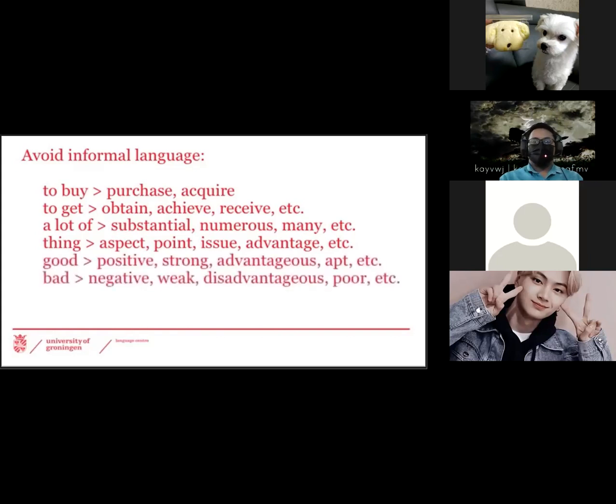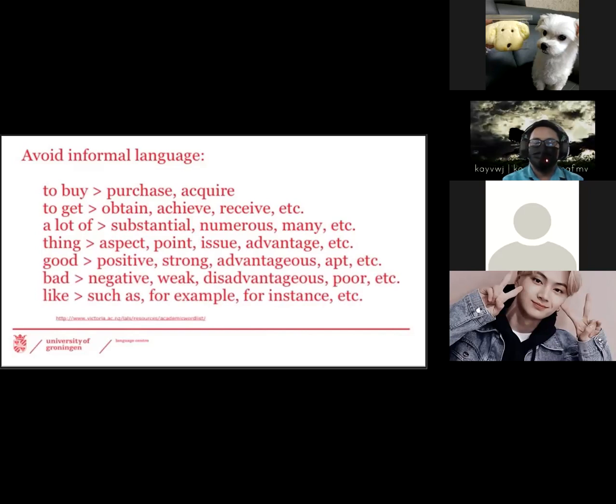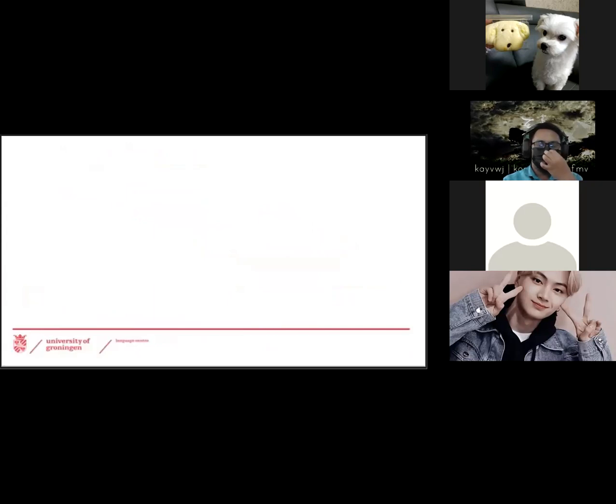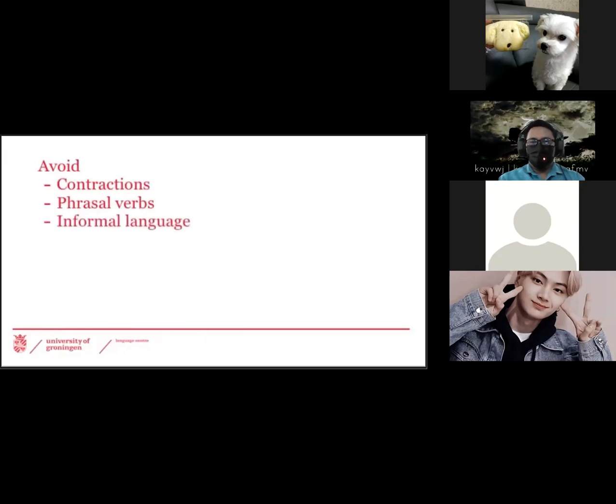The same holds true for good and bad, which could refer to something positive or negative, strong or weak, or advantageous or disadvantageous, etc. And finally, such as, for example, and for instance, are better alternatives to use than like. In summary, the top 3 aspects in which you can ensure your writing is more formal is to avoid using contractions, avoid using phrasal verbs, and avoid using informal language. While writing, you should have an online thesaurus open to help you come up with academic alternatives, always remembering to double-check the meaning.